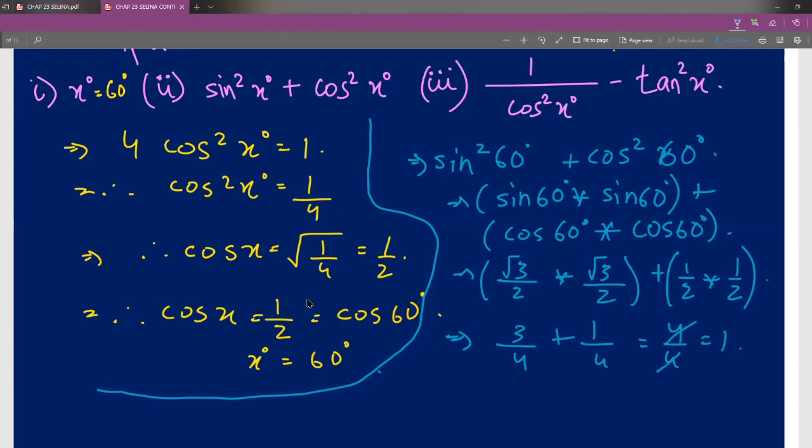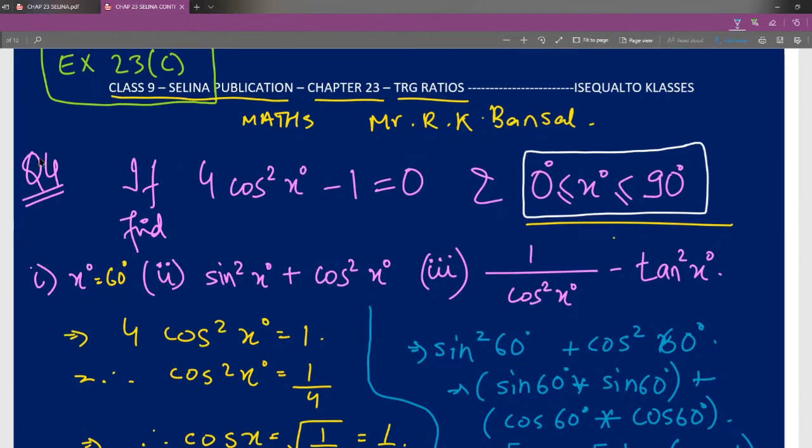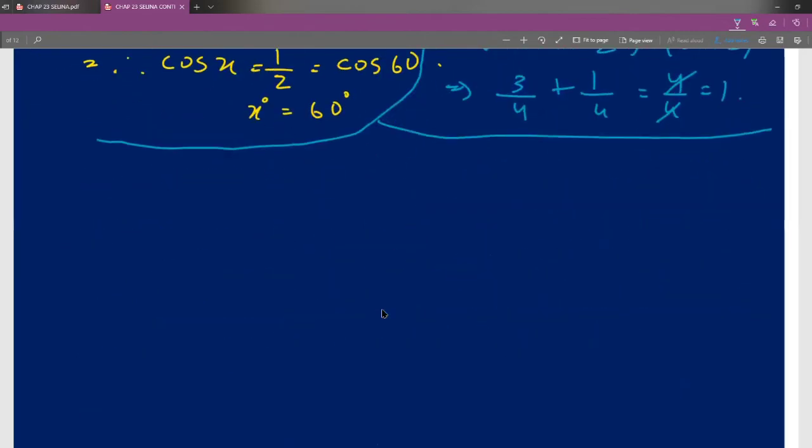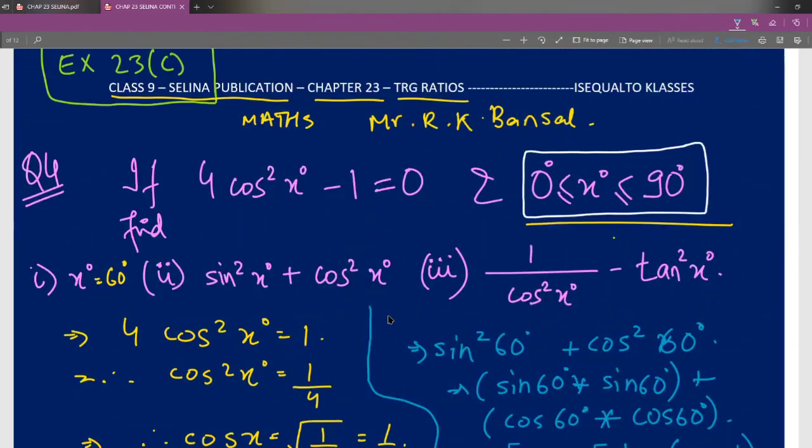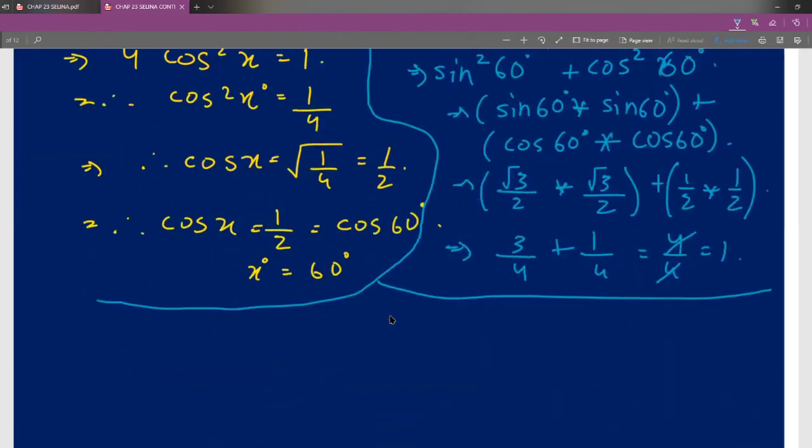Okay, so we'll move on to our final question of question number 4, that is 1 upon cos square x degree minus tan square x degree. Okay, so there is enough space here, and I'll just write the question down. 1 upon cos square x degree.